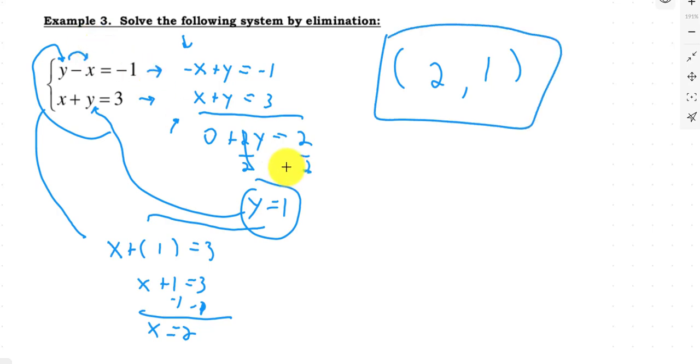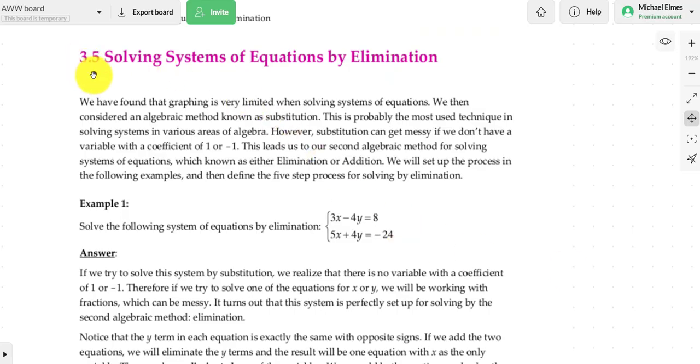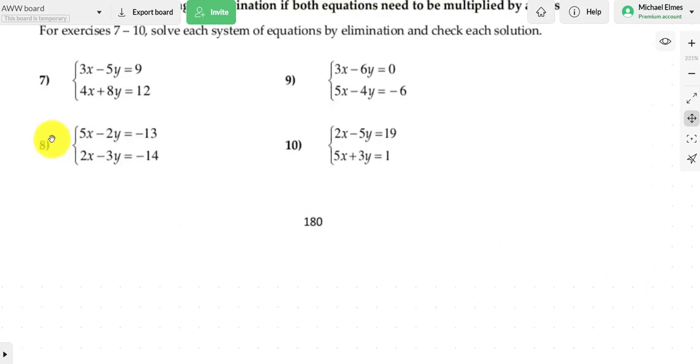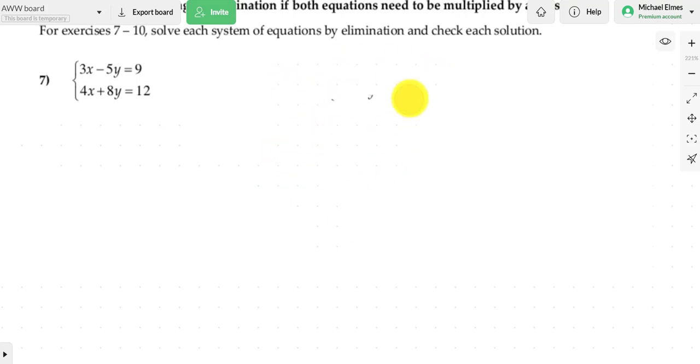Okay, let's jump back to the book and maybe look at a few practice problems. So I'm back to section 3.5 of your textbook. I want to jump to a page. So I'd like to go to page 180 and let's do practice problem number 7. So just to give myself some space here, right? So this is page 180. And I'm going to work on problem 7.